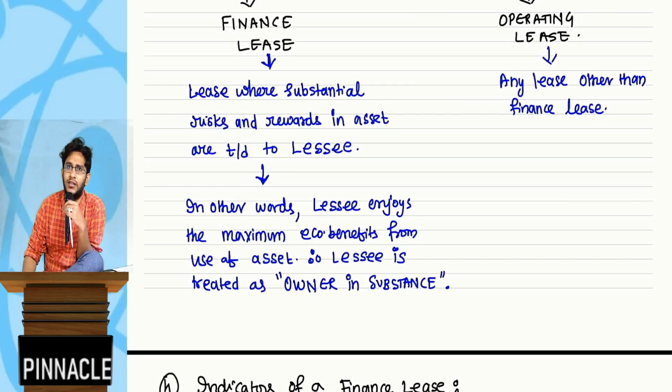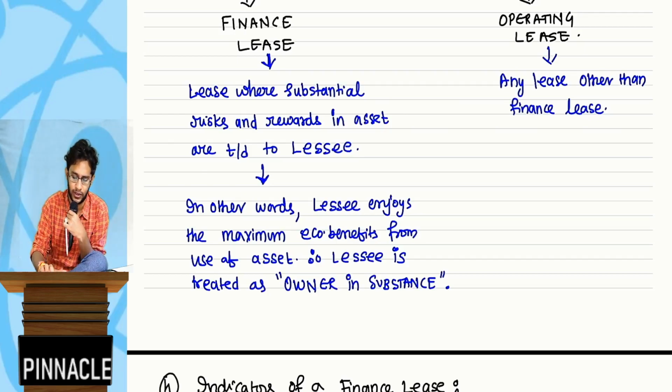Lessee is the owner of the asset means the asset will be capitalized in the books of the lessee, even though he is merely a user and not legally an owner. So even though legally he is not the owner, I am still capitalizing it on the premise of substance over form. In substance he is the owner. Operating lease is a negatively defined concept: any lease other than a finance lease is an operating lease.